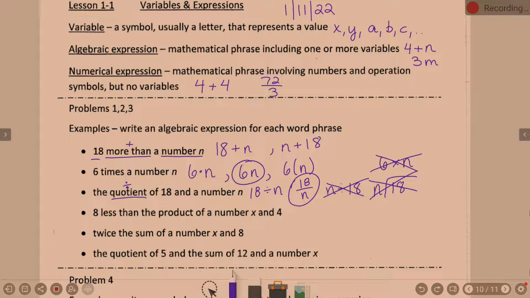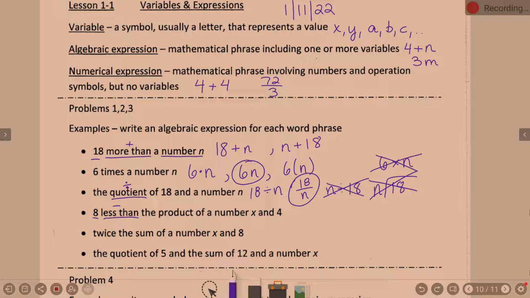8 less than the product of a number x and 4. So 8 minus, wait, 8 less than... I'm hearing lots of different options here, so let's break it down into pieces. So I see 8, right? What's less than going to mean? That means we're going to subtract.